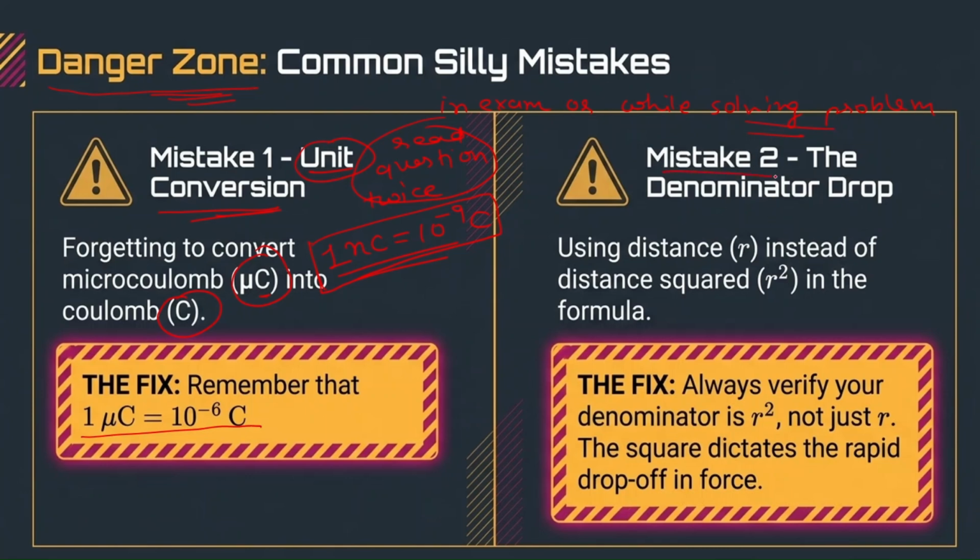And next, point two. Sometimes students write in a hurry. They write this. We have r square here, not only r. Okay, so keep this in your mind.